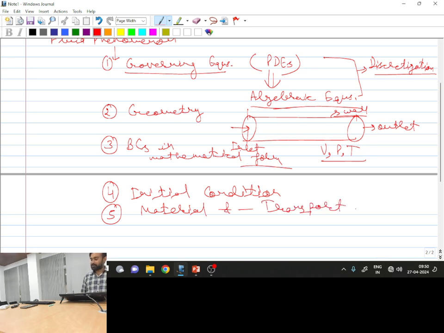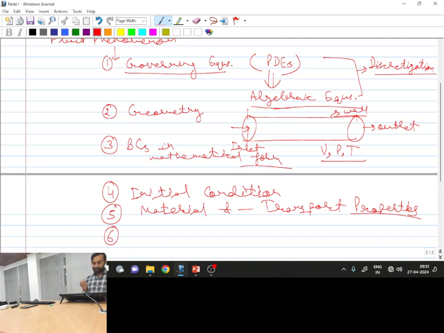Okay, you need to specify whether your fluid is air or water, what its thermal conductivity is, what its density is, what its viscosity is. All these properties you need to specify. Fine. Once you have specified all these properties, then we go for the solution.